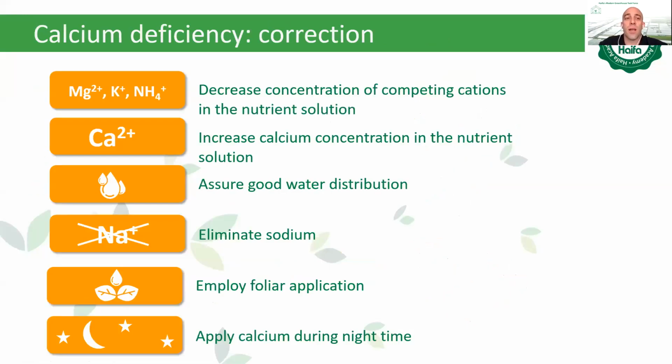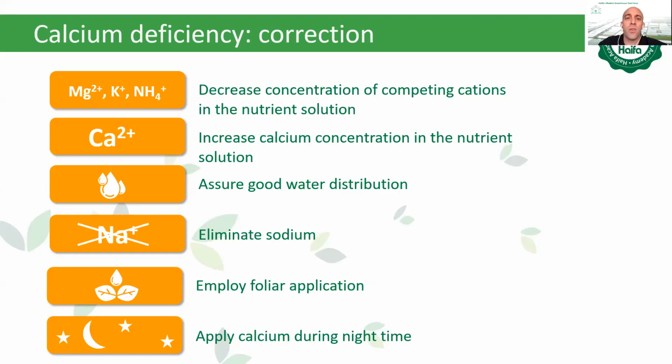How can you correct calcium deficiencies? So first of all, calcium is a cation. And like Marco stated before, cations compete and have antagonism with each other. So you have to look at your water analysis, or what you give in your feeding solution, and see what the ratios are between the different cations.